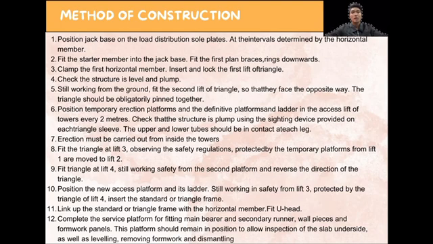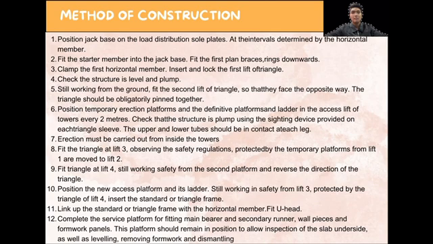Fifth, still working from the ground, fit the second leaf of the triangle so that they face the opposite way. The triangles should be pinned together. Sixth, position the temporary erection platform and the definitive platforms and ladder in the access lift of towers every 2 meters. Check that the structure is plumb using the sighting device provided on each triangle sleeve. The upper and lower tubes should be in contact at each leg.